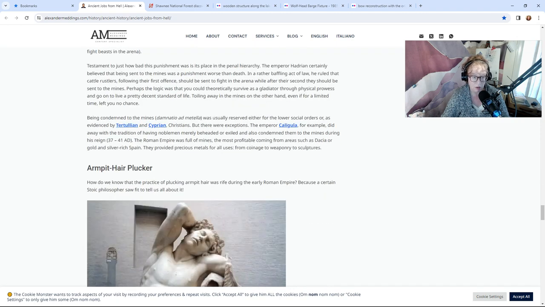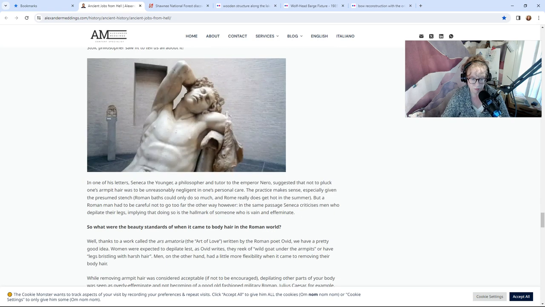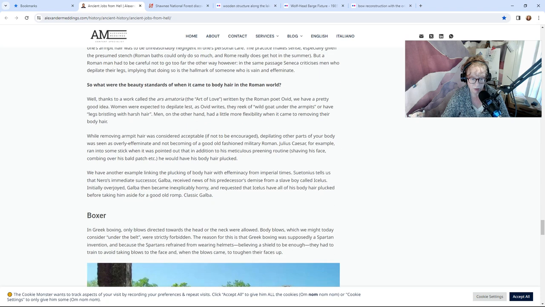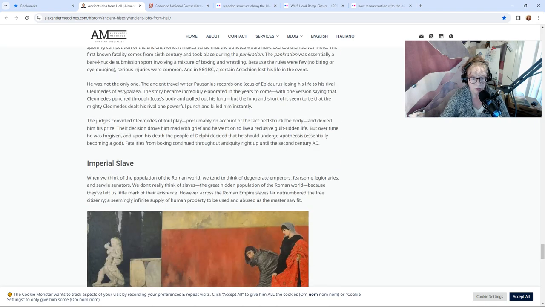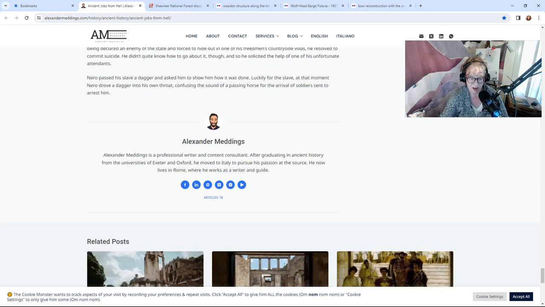Minor armpit hair plucker. So I guess there was someone who, you'd go to the beauty salon and they would pluck your hair. Boxer. This article is really stupid. I'm sorry, guys. I thought this would be more interesting. But it's not. Alexander Mennings, your article is dumb.